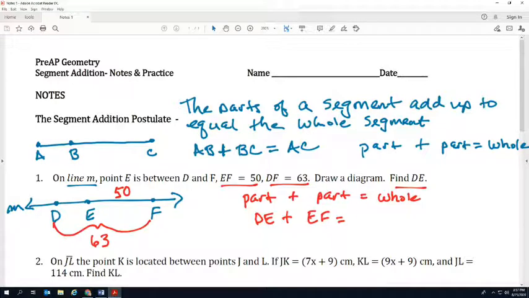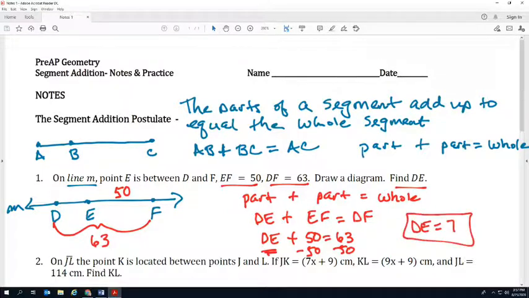That should equal the whole amount DF, which means DE, we don't know what that is, plus EF, which is 50, should equal 63. Well, if I'm solving for DE right here, to do that I'm going to have to subtract 50 from both sides. And I'll end up getting that DE equals 7. And you probably looked at that and could just easily tell that. That's basically what we're going to do, though, with some expressions with X in them. All right, let me scroll this up.